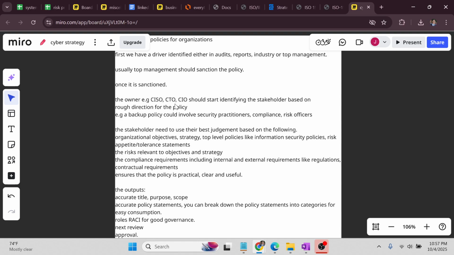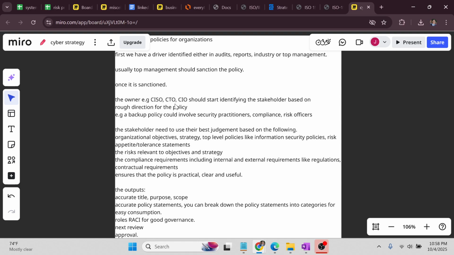So, for example, you're creating a backup policy. The employees who have some expertise in backup would be security practitioners, like security people, incident responders, and then you have compliance. Compliance, of course, wants compliance to be linked to the backup policy, and then there are risk officers. They want the backup policy to be based on some risk, not just something useless.